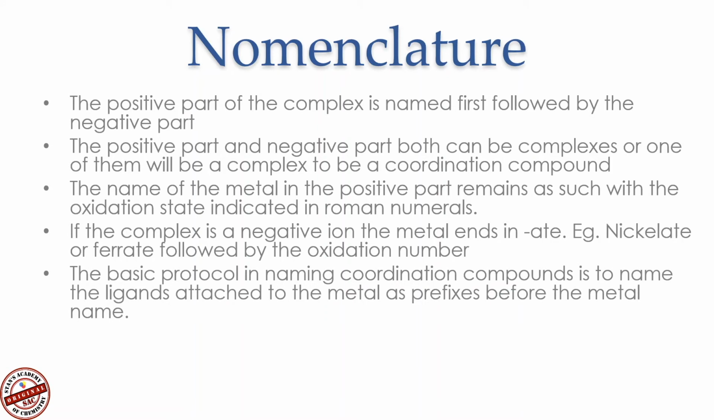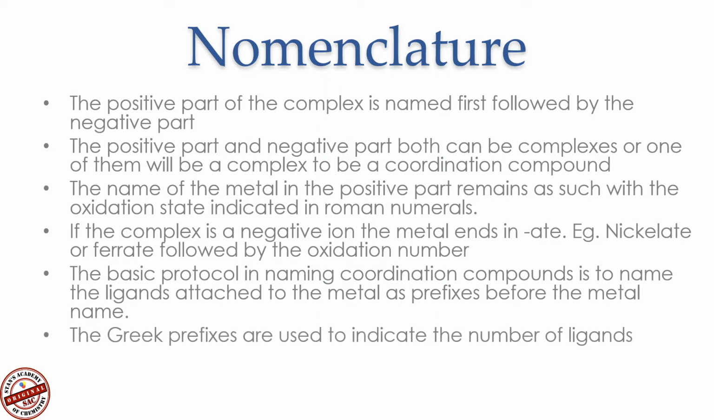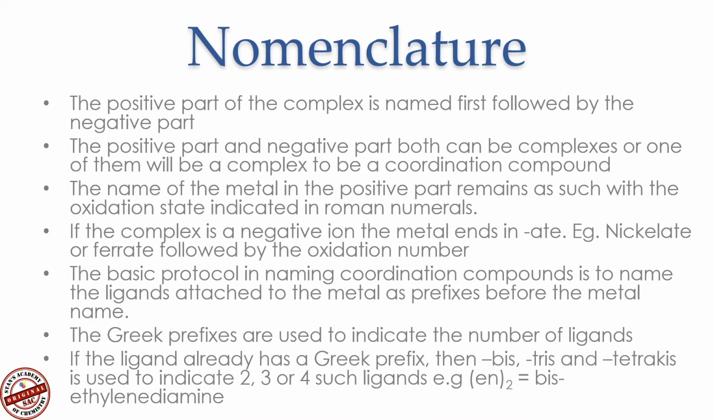The basic protocol in naming coordination compounds is to name the ligands attached to the metal as prefixes before the metal name. So within the coordination sphere, you have a metal. First, you will name the ligands, and you will indicate the number of ligands present. If more than one type of ligand is present, we go in alphabetical order of the name of the ligand, not the number. So we will look at a couple of examples.